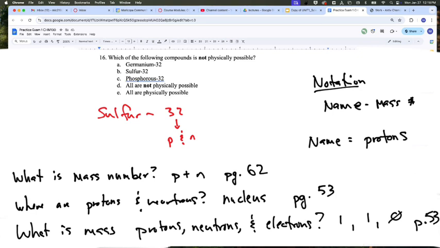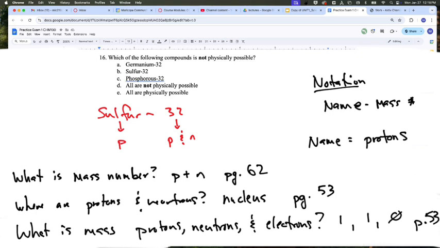Does saying sulfur give me any information? Number of protons. Yes. You could go to the periodic table and see all the information on there. So the periodic table, sulfur, should be able to tell me what? It tells me the number of protons. It does give me the atomic mass. Do I care? What is the atomic mass?